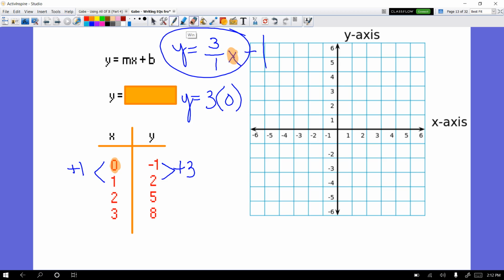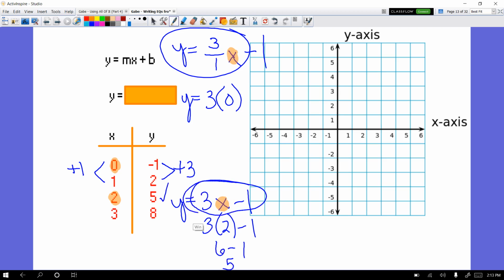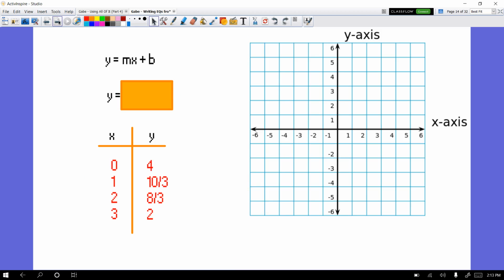That'll put me at negative 1. Now I'm going to pick another x value, 2. I'm going to try it again with my full equation. Okay, so 2, I'm substituting it in right here. You'll see me write 3 times 2 minus 1. And that's 6 minus 1, and we end up getting 5. 5, check. This is proof that this is the equation. So we create the equation, then we check the equation. Let's see if we're right. 3x minus 1. Pause it. Try it.